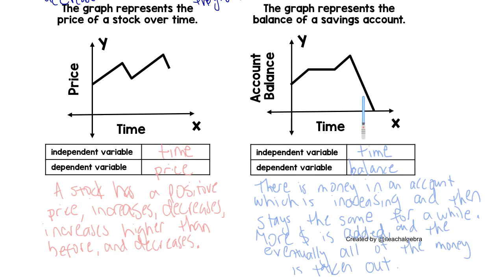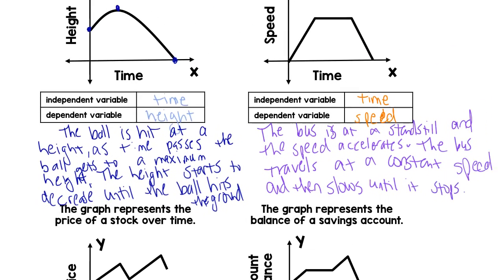Okay, so the important thing I want you to be able to see here is what does it mean in the context of the problem when the graph increases, stays the same, decreases, and what do the intercepts tell us? So the intercept here tells us there was money, added more, stayed the same, added more, took it all out. Stock price started at a level, went up, went down, went up, went down. Kind of how we expect stocks to do.